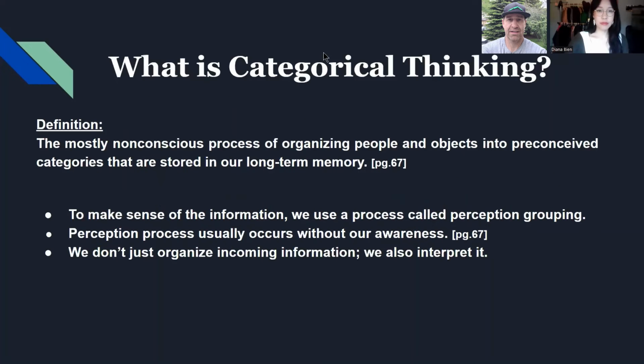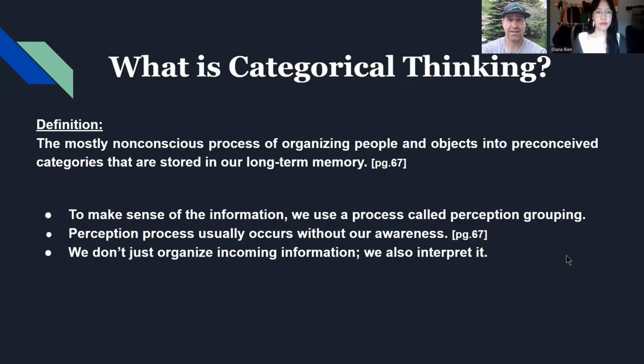The most common and far-reaching perceptual grouping process is categorical thinking. This is the non-conscious process of organizing people and objects into preconceived categories that are stored in our long-term memory. And this is the most common perceptual grouping process.